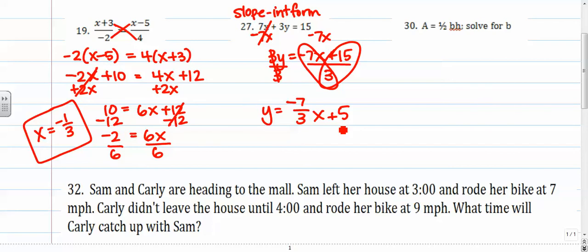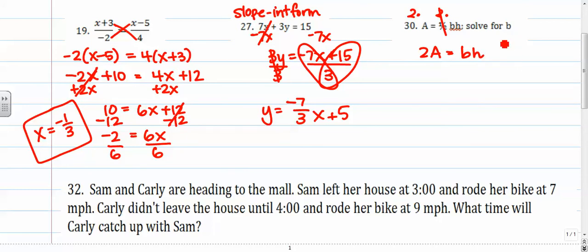Okay, now number 30, we're solving for b. Right now on the same side as the b is a 1/2 and an h, so both of those two terms need to be moved. Remember with a fraction, I don't want to divide by a 1/2 because that gets messy. So instead of dividing by a fraction, we get to flip it over and multiply it. 1/2 flipped over is just 2, so I'm going to multiply both sides by 2. So the 2 and the 1/2 cancel. I have 2a equals bh.